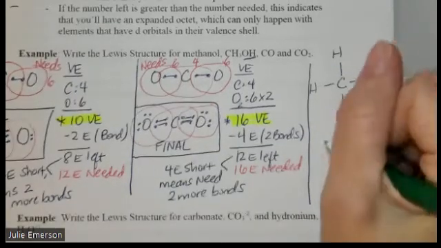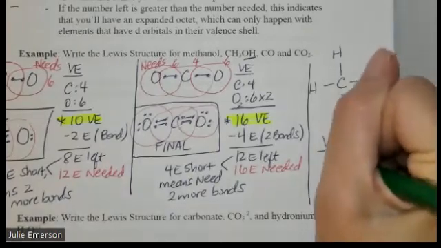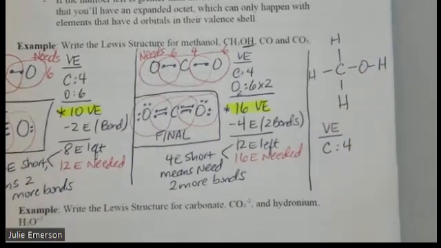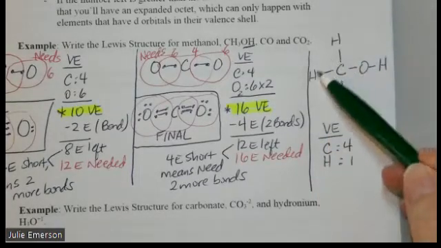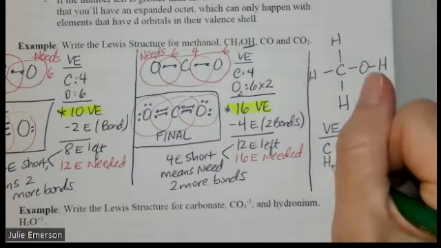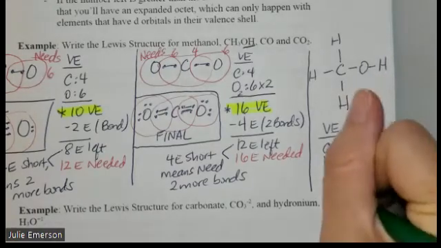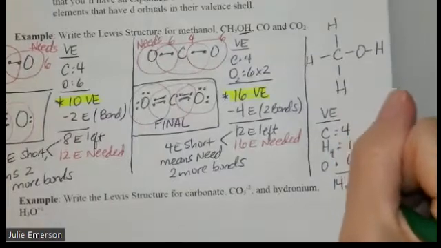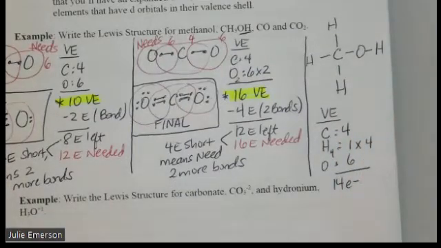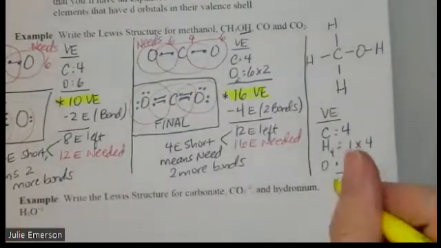All right, now when I go and look at my valence electrons, carbon comes in with 4. Each hydrogen comes in with 1. There are 1, 2, 3, 4 hydrogens here, so I have to multiply that by 4. And then oxygen comes in with 6. So I have a total of 14 electrons here. Again, that's all my valence electrons. That's the number I have to use, no more, no less.